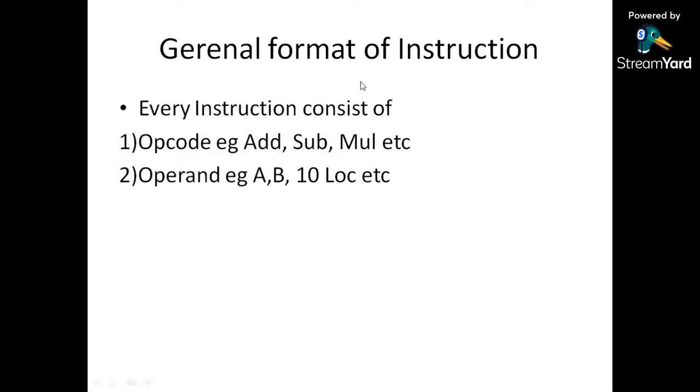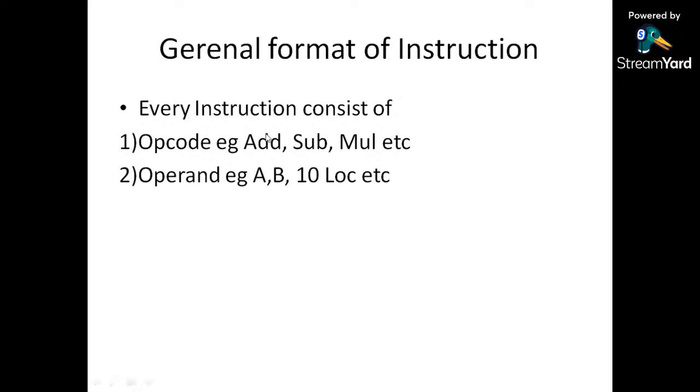Here I have tried to give some examples of opcode and operands. Like I've specified previously, all instructions consist of an opcode. Opcodes are addition, subtraction, multiplication, etc. So what are these specifying? These are specifying what operation needs to be performed.